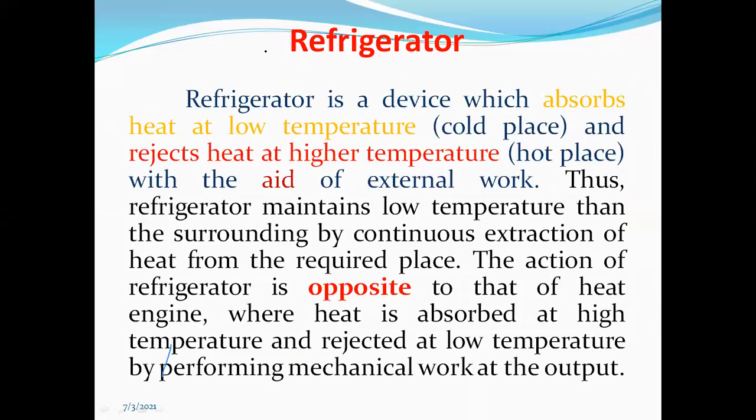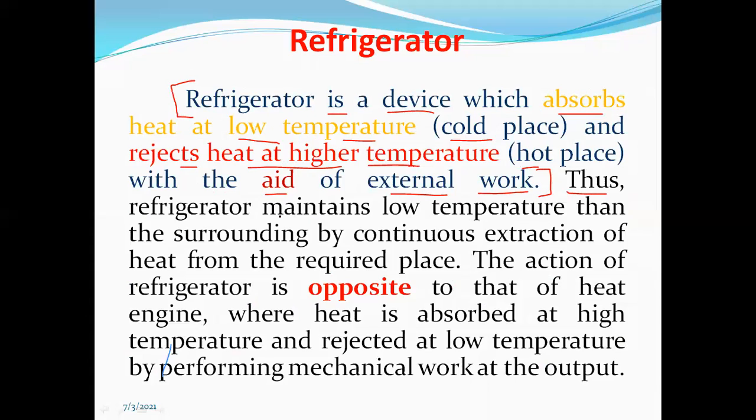Okay, so refrigerator is a device which absorbs heat at low temperature, that is cold place, and rejects heat at higher temperature, that is hot place, with the aid of external work. So this is the simple definition of refrigerator. Refrigerator is a device which absorbs heat at low temperature and rejects heat at high temperature with the aid of external work done, or simply external work. So this is the definition of refrigerator.